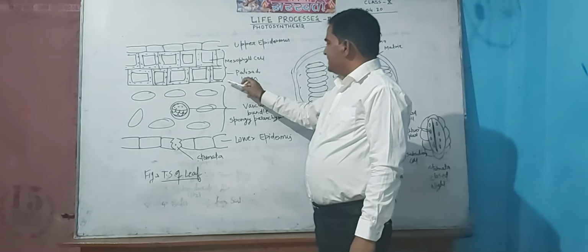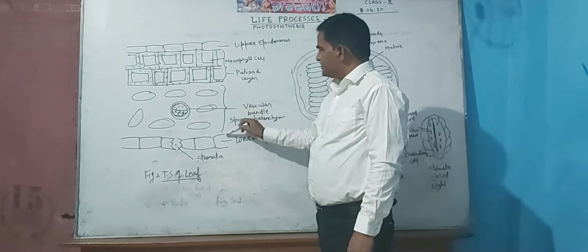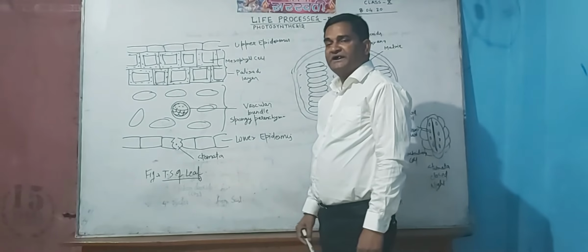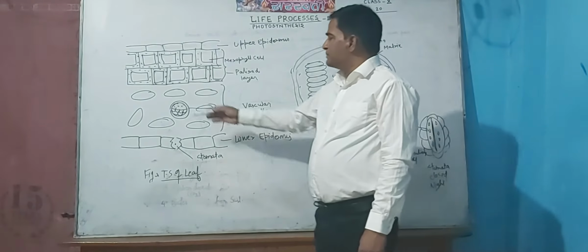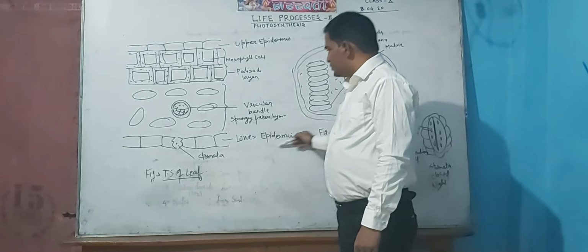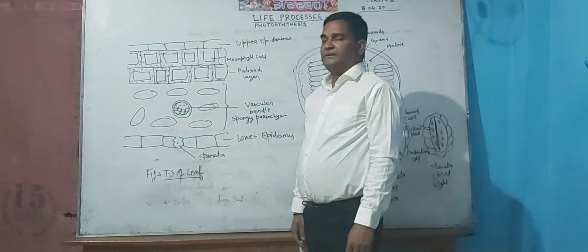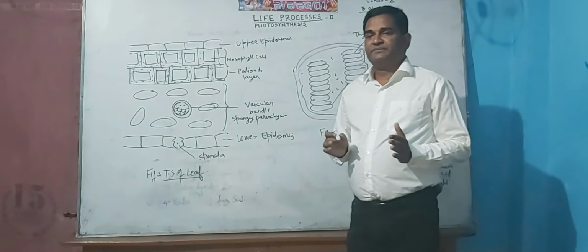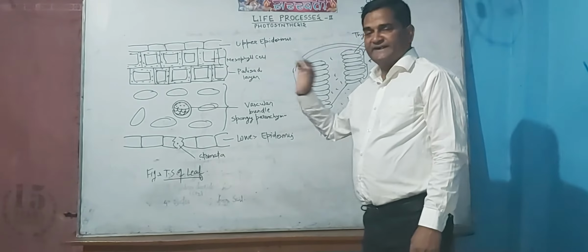The next important thing is the spongy parenchyma. It is the third layer, the spongy parenchyma, which contains vascular bundle. The upper part is xylem and lower part is phloem, and then the lower epidermis. Lower epidermis contains stomata. So when we observe the transverse section of a leaf, we find the following structure.